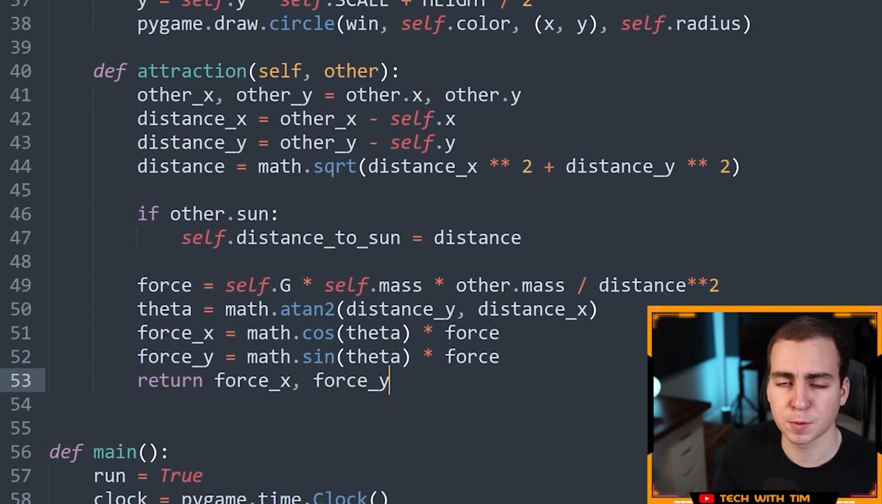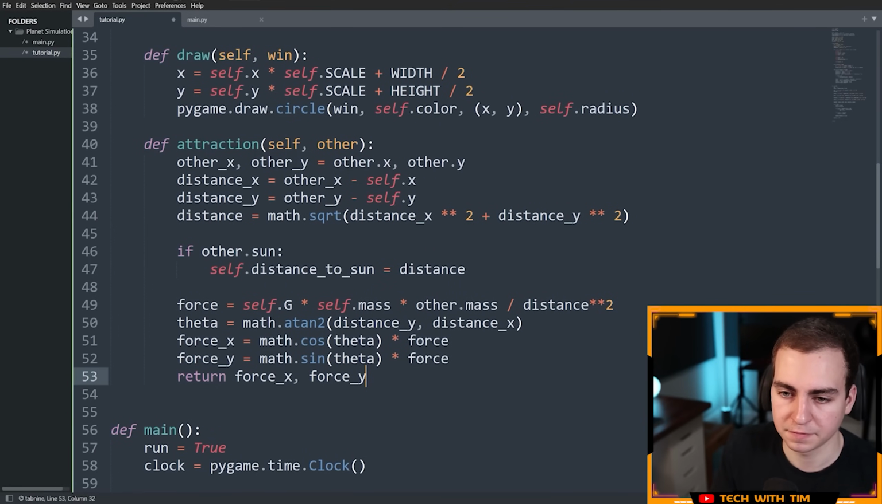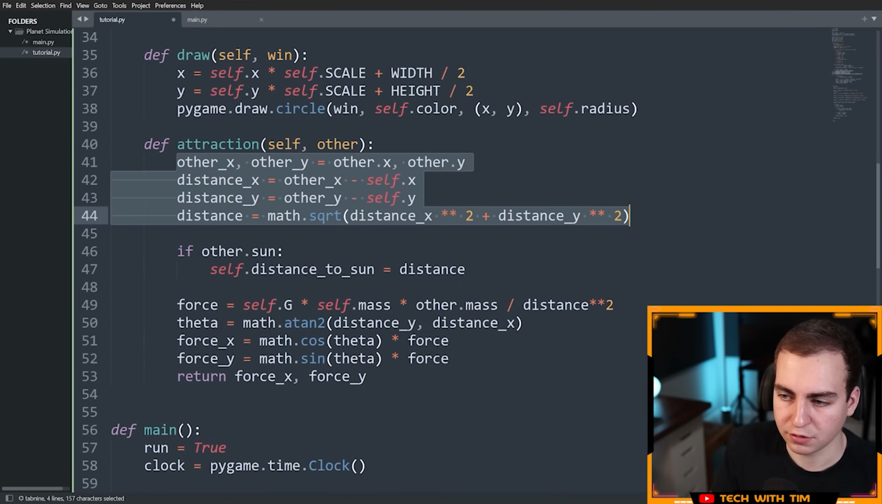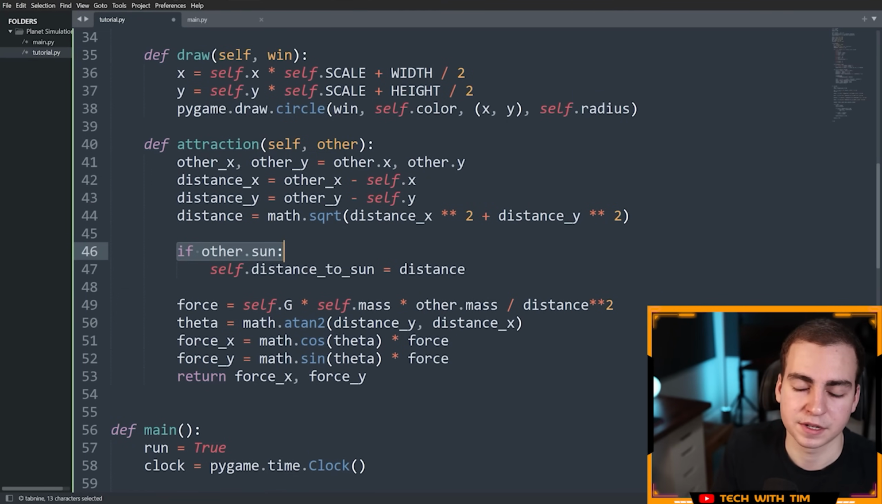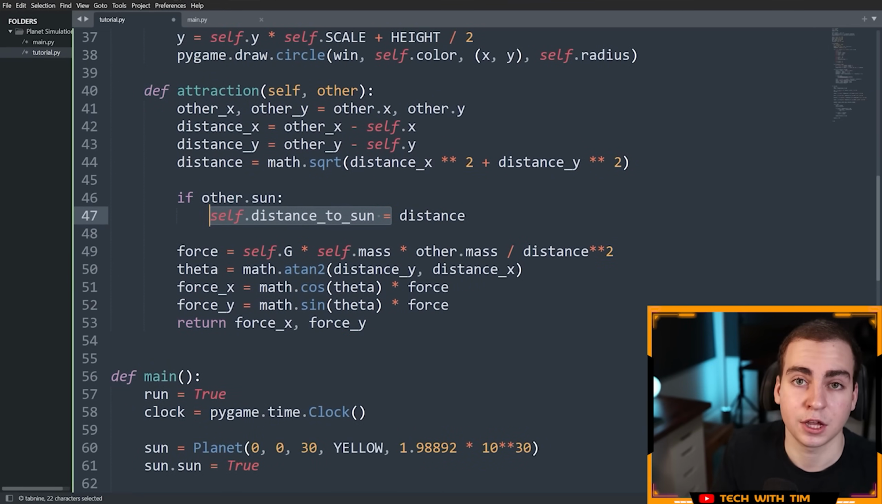Okay, and then we're going to return from here the force x and the force y. Okay, let's break down what we did here. I understand this is probably still a little bit confusing. We first calculate the distance between the two objects. There we go, we have the distance. Then we determine if the other object is the sun. If it is, we're just going to store that distance in a property here because we want to know what that value is.